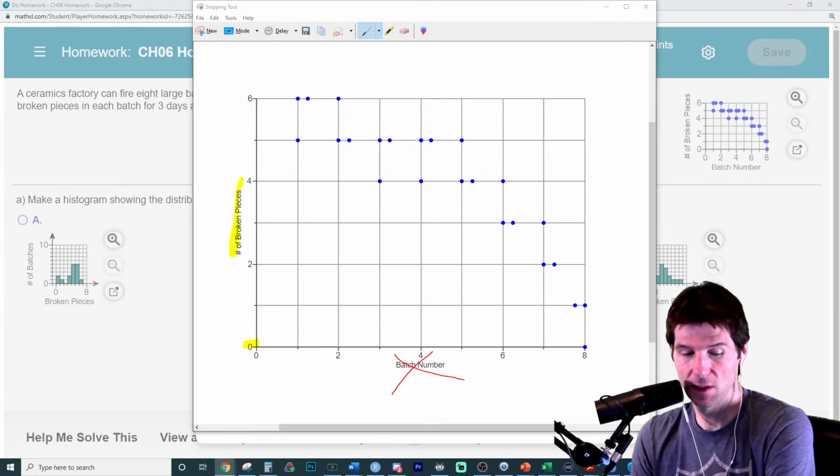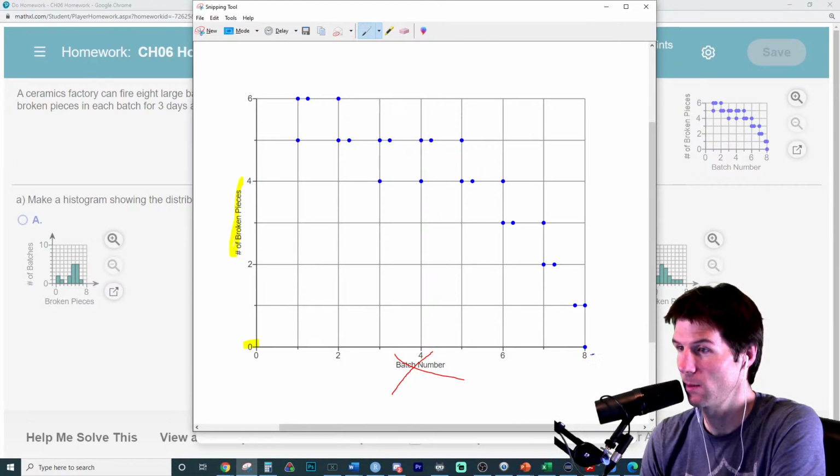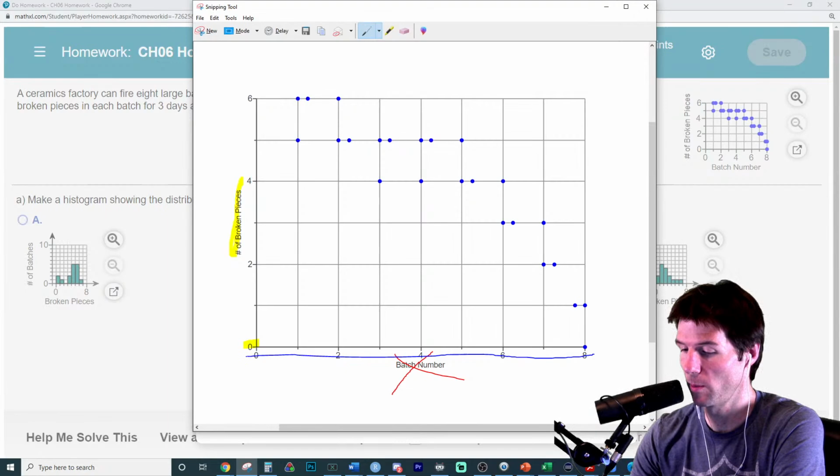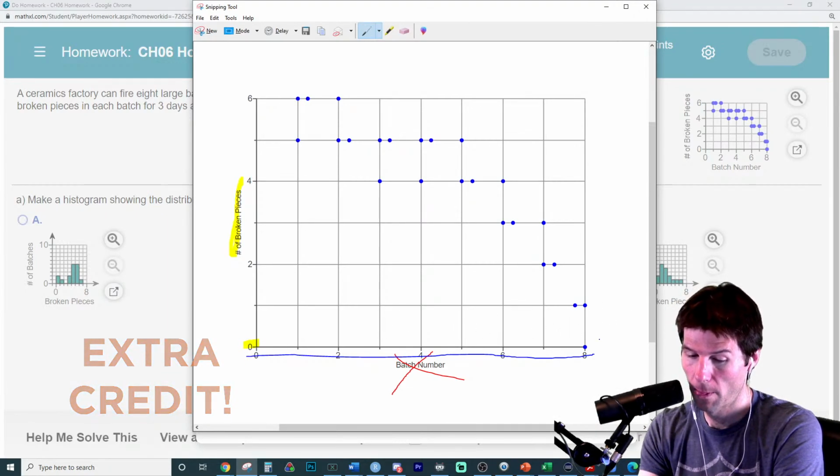How many batches had 0 broken pieces? Now be careful, these numbers don't matter. We're not looking at these numbers down here. We're seeing how many batches. Sneha, great job right there. Sneha, another 20 points. You are correct. It's one batch that had 0 broken pieces.